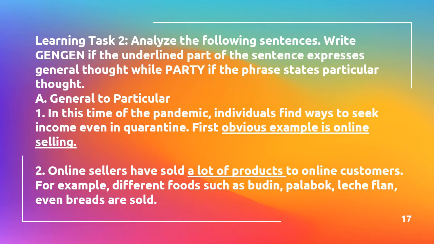Okay? So number 1. In this time of the pandemic, individuals find ways to seek income even in quarantine. The first obvious example is online selling. So the underlined part of the sentence is "obvious example is online selling." Is that GEN, a general thought, or PART, a particular thought?